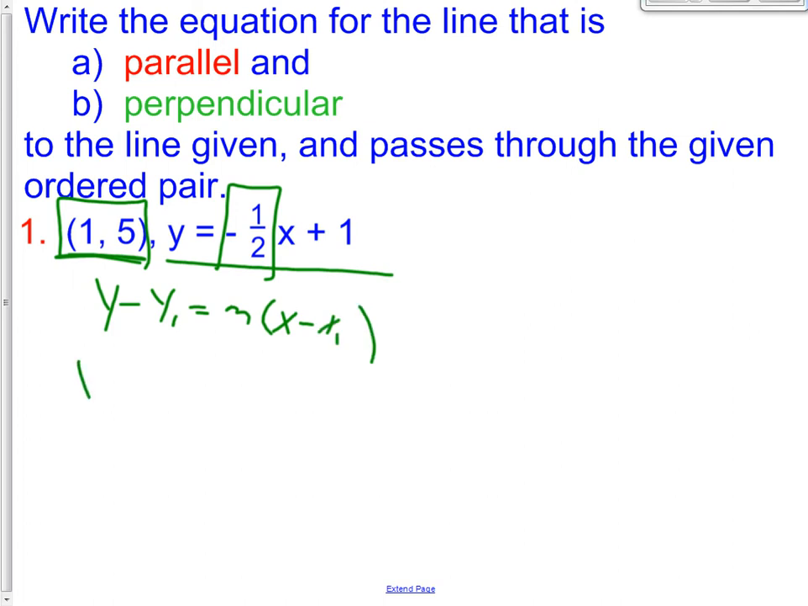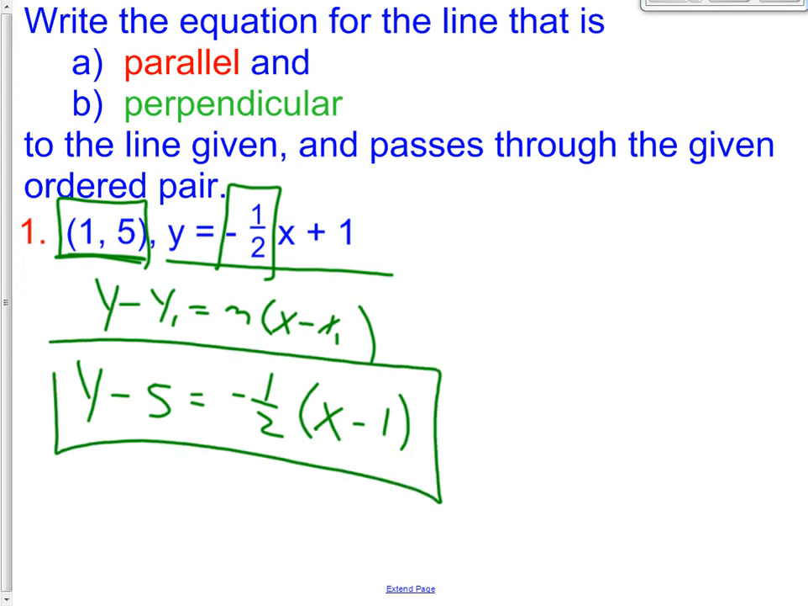So we have y minus 5 equals a negative 1/2 times the quantity x minus the x coordinate, which is x minus 1. Here's our first answer, and I should have put up here, this is for parallel lines. Y minus 5 equals a negative 1/2 times the quantity x minus 1.